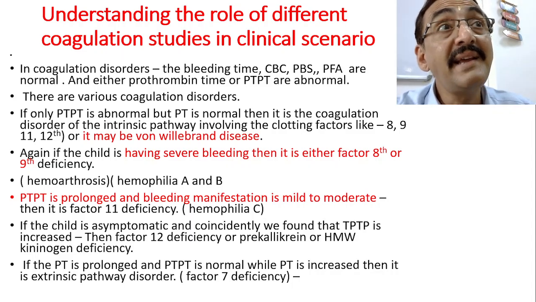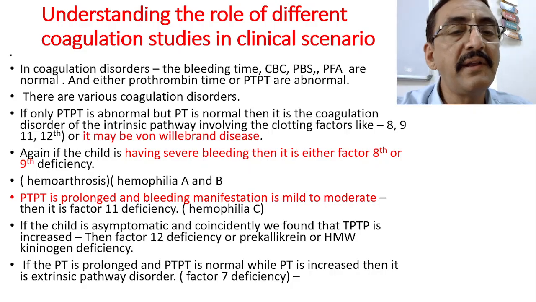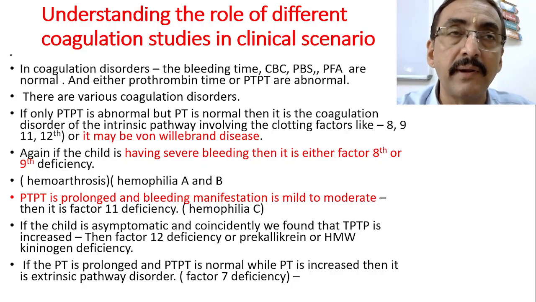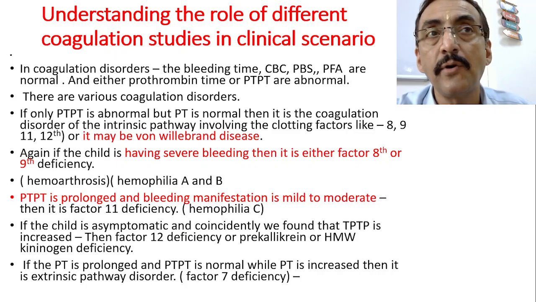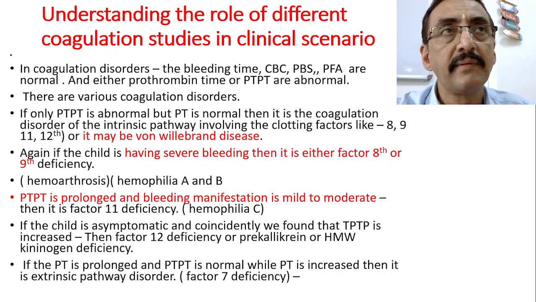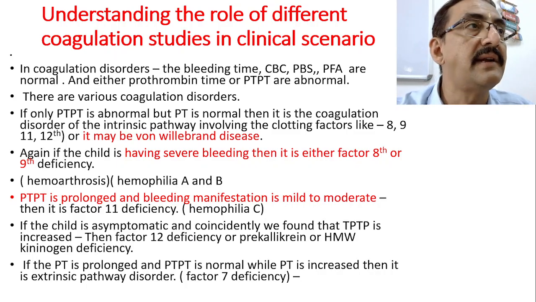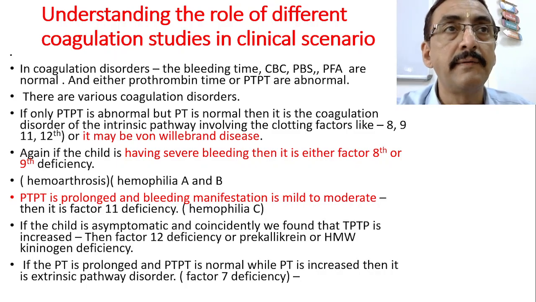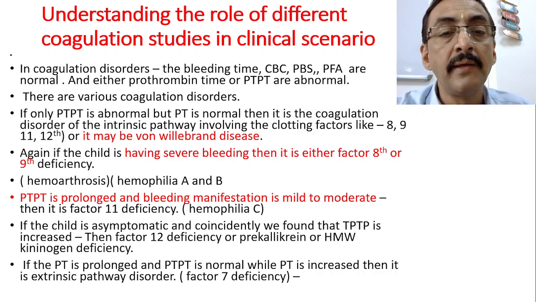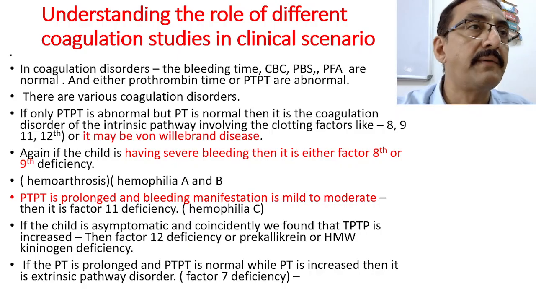And if PT is prolonged and APTT is normal, yes, PT is increased, then it is definitely a disease of the extrinsic pathway. Factor number 7, factor number 10, then 1, 2, 3. So most commonly factor 7 deficiency.